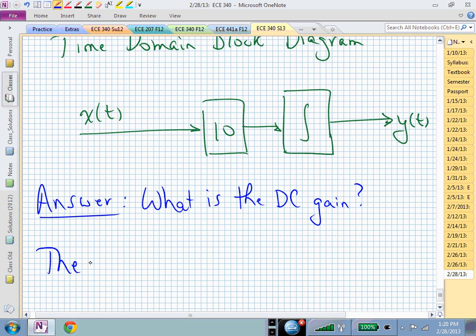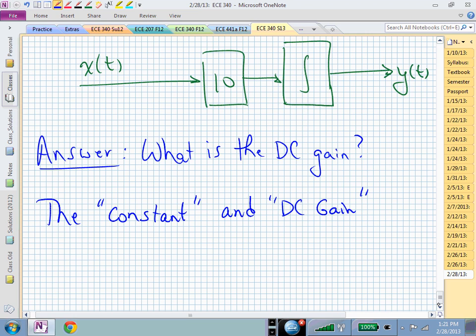What I want you to realize is that the constant, which you may have factored out and said that's 10, and the DC gain, those can represent two different things, depending on what you have. Meaning the constant and DC gain may not be the same.